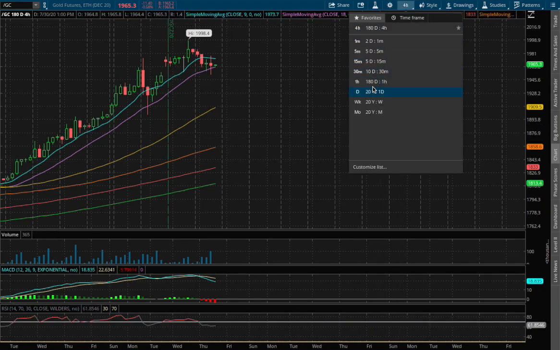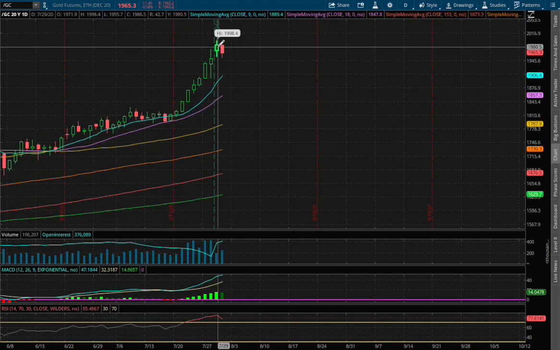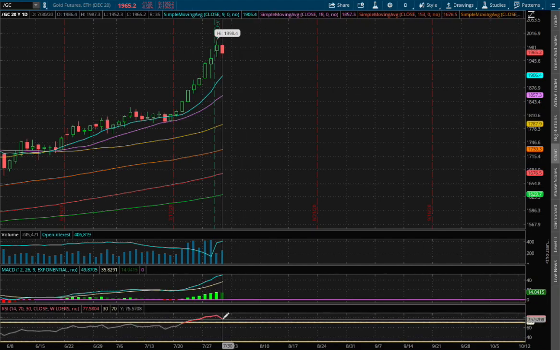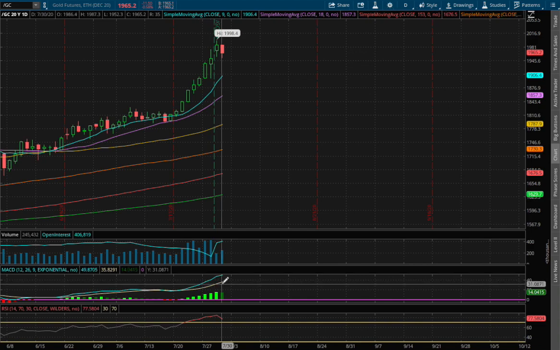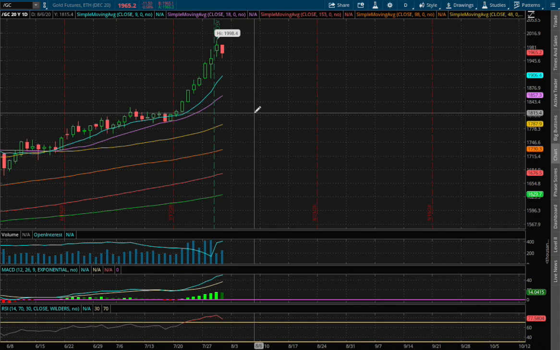If we expand out further onto the daily chart, we made all-time highs of $1,998, and we're still overbought on the RSI. We see no signs of the daily MACD diverging, so that is a positive sign. At the moment, we may see temporary sideways action momentarily.